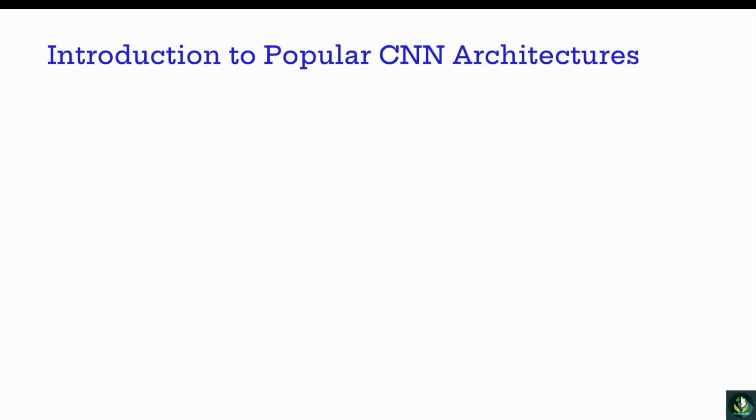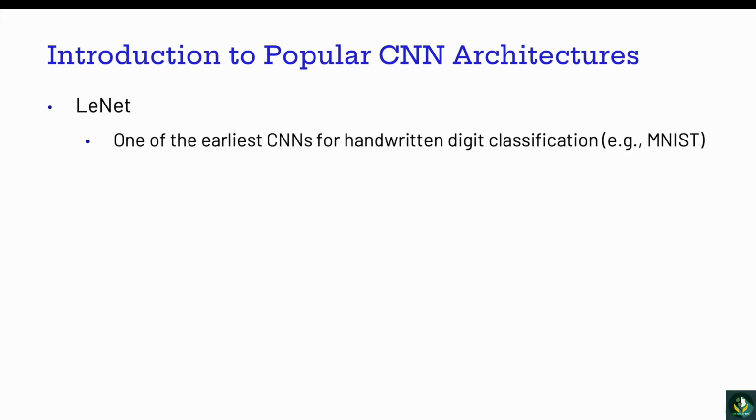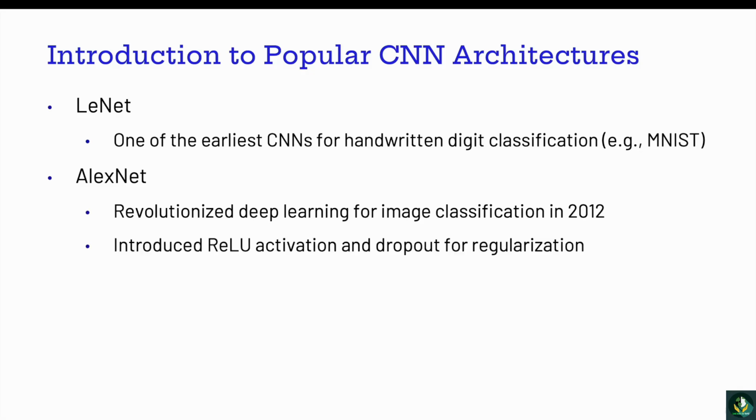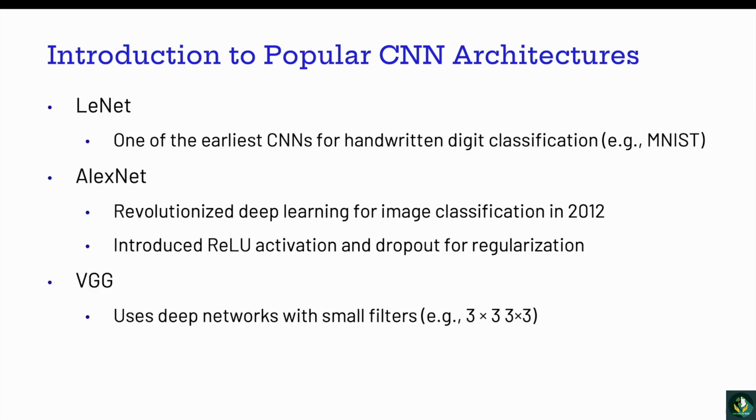Next, let's go over an introduction to popular CNN architectures. We have LeNet, one of the earliest CNNs for handwritten digit classification. Example is MNIST. We have AlexNet, which revolutionized deep learning for image classification in 2012. It introduced ReLU activation and dropout for regularization. Then we have VGG, which uses deep networks with small filters, mostly 3 by 3, and it's known for its simplicity and effectiveness.